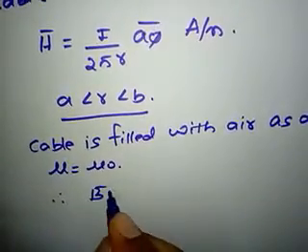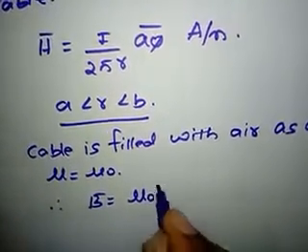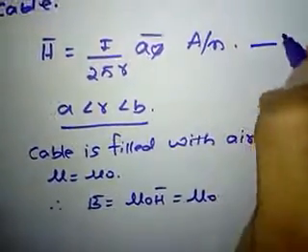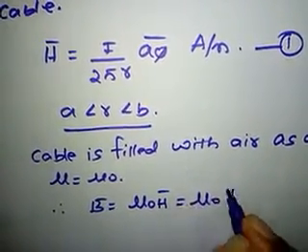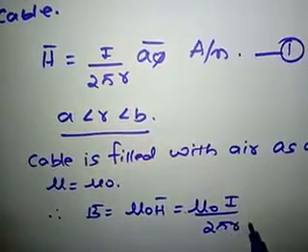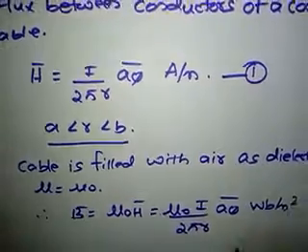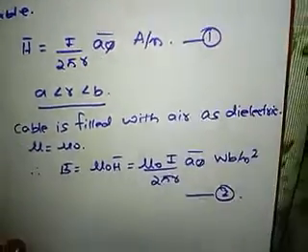Therefore B bar will be given by mu naught into H bar, that is, mu naught into I divided by 2 pi r, a phi bar Weber per meter square. Take it as the second equation.